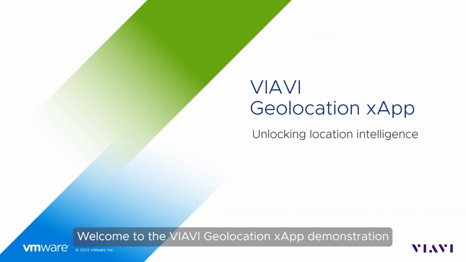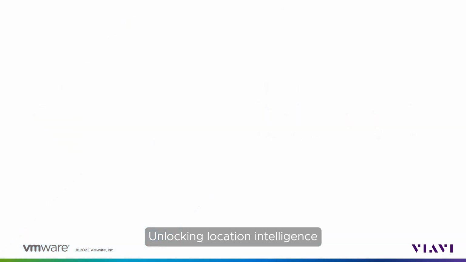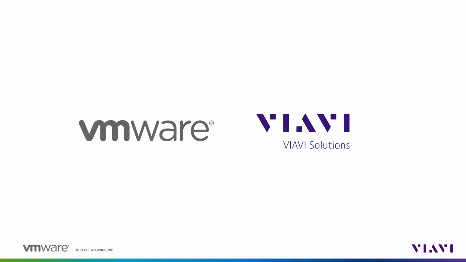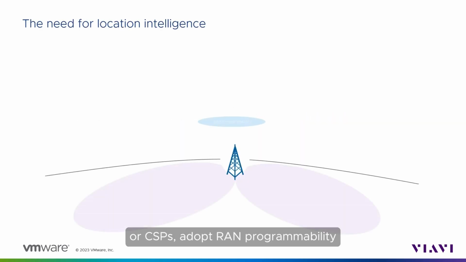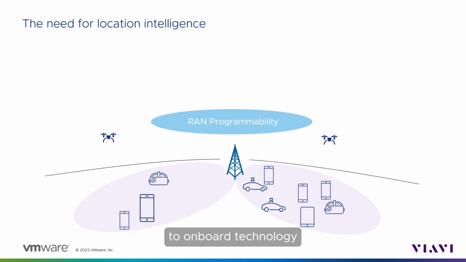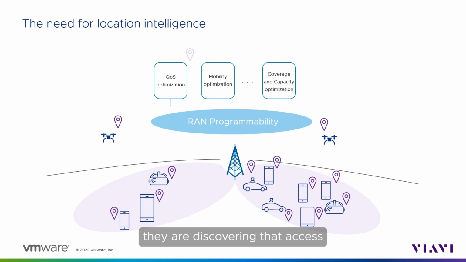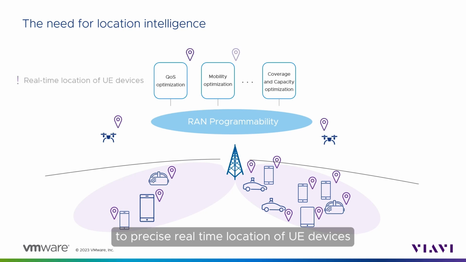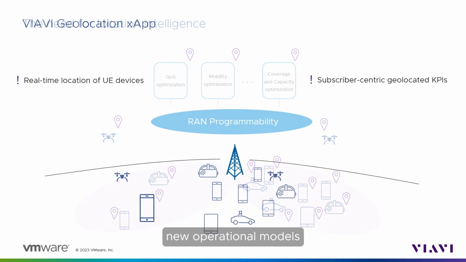Welcome to the VIAVI Geo Location xApp demonstration, unlocking location intelligence, powered by VMware Distributed RIC. As communication services providers, or CSPs, adopt RAN programmability to onboard technology for automation and optimization of RAN resources, they are discovering that access to precise real-time location of UE devices and to subscriber-centric geolocated KPIs data is of utmost importance to realize the full potential of these new operational models.